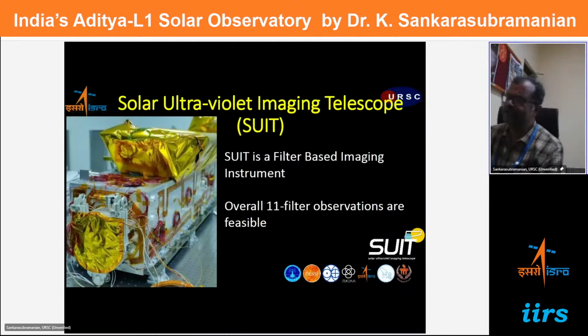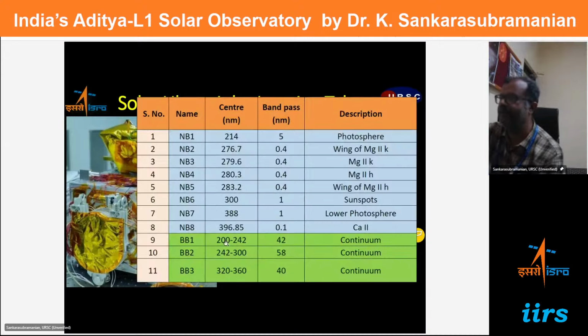This is about the SUIT instrument, which you can see. It's a filter-based imaging instrument. It has 11 filters, which can be observed nearly simultaneously. It has 1 detector with 11 filters, so the filter wheel will move the different filters into the field of view and obtain the images in those particular filters. So this is the telescope, and on top of that, what you see here is the radiator plate to cool the detectors to very low temperatures to get a very good signal to noise ratio for the system.